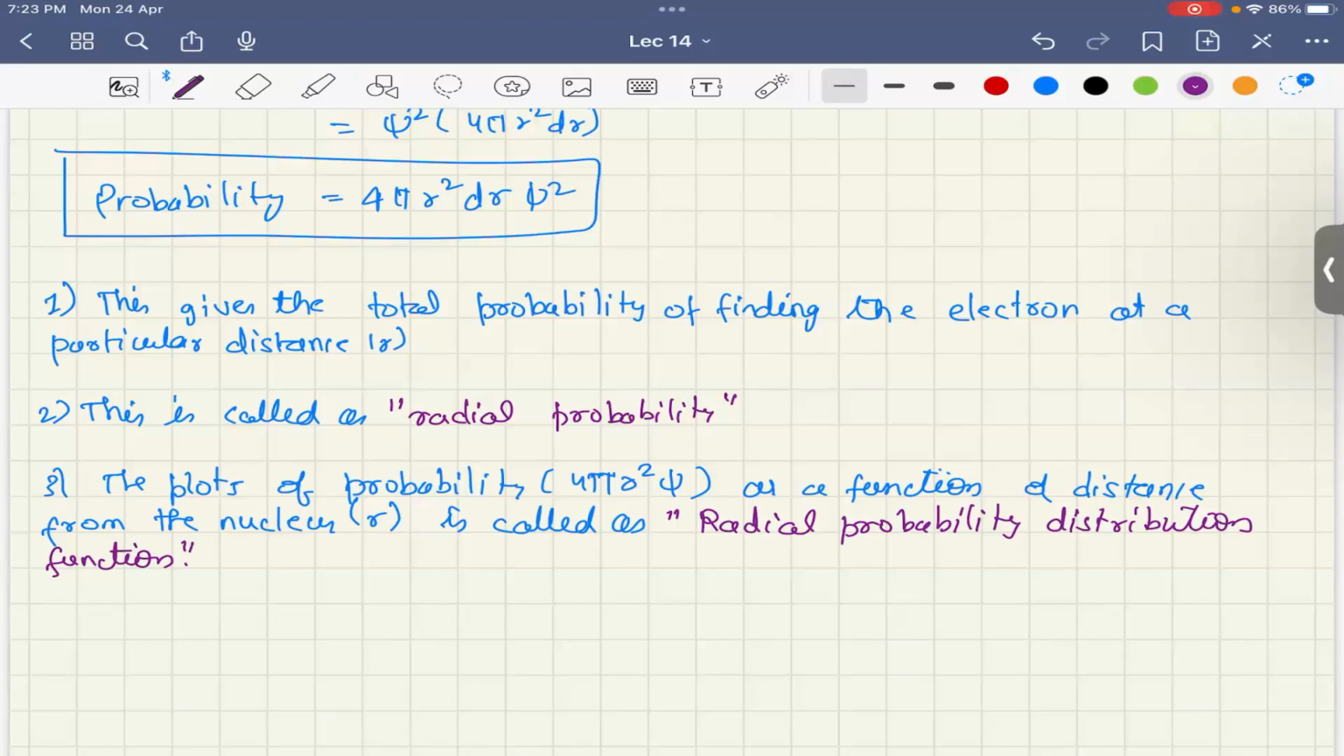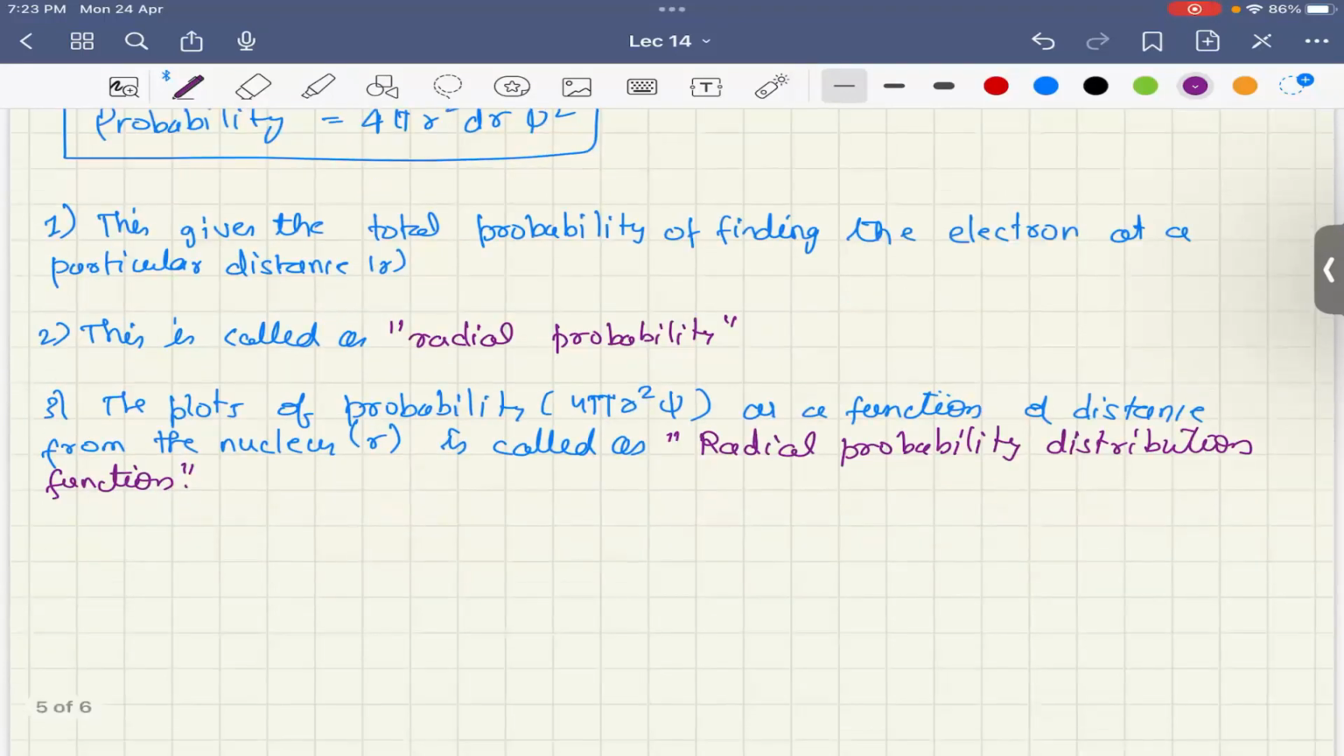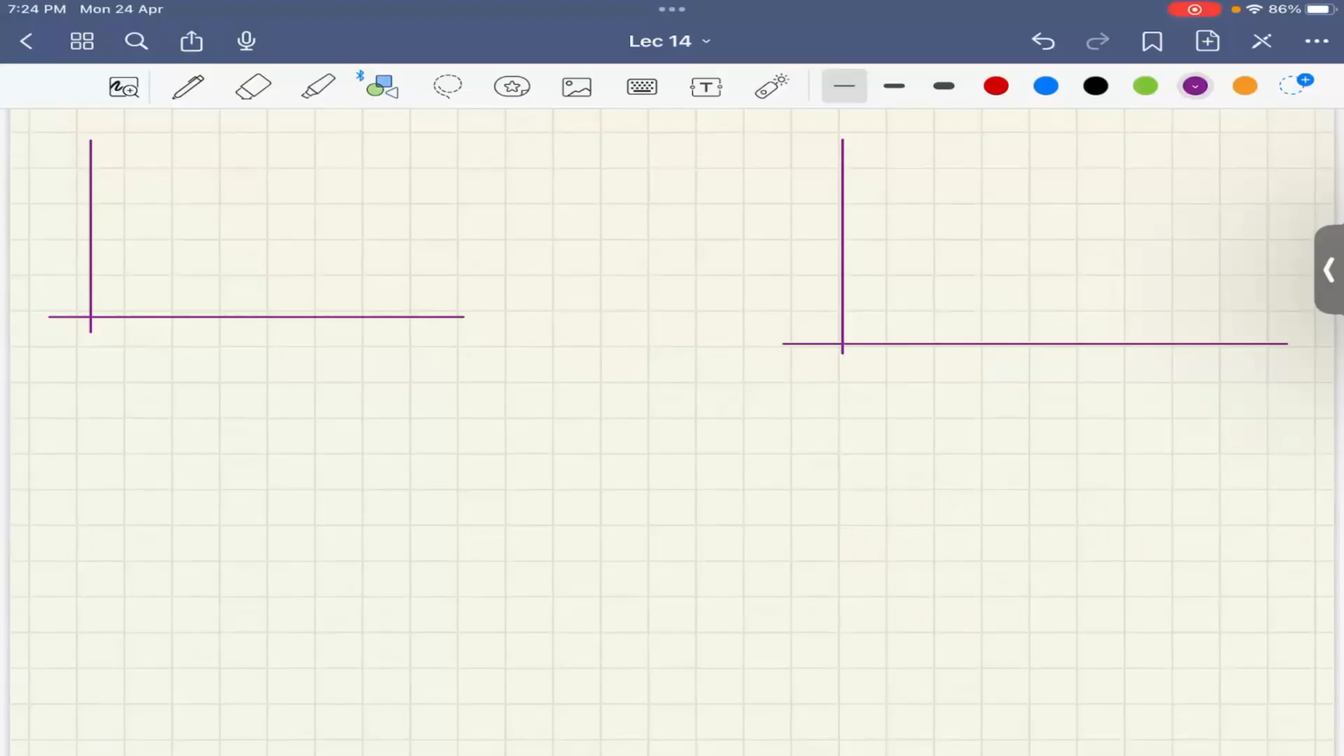It is clear that the radial probability distribution function graphs depend not only on the probability density but also on the volume of the shell. The probability density, that is the psi square for 1s, is maximum at the nucleus and it goes on decreasing with distance, right? However, the volume of the shell goes on increasing with increasing distance, right? The product of probability density and the volume of the shell gives the radial probability distribution function, right? So we can understand this from these plots, right?